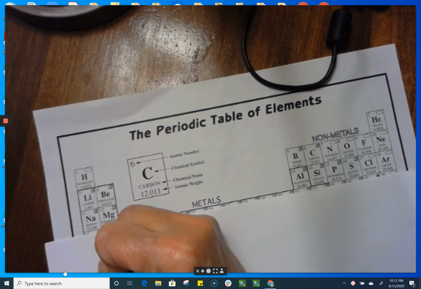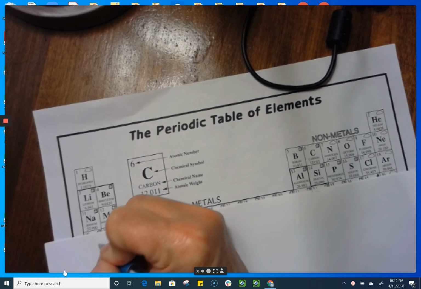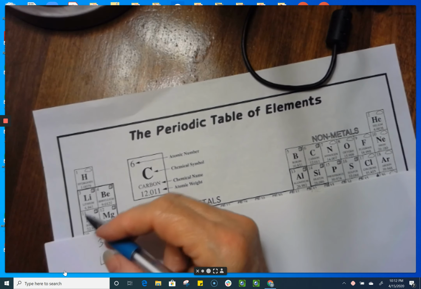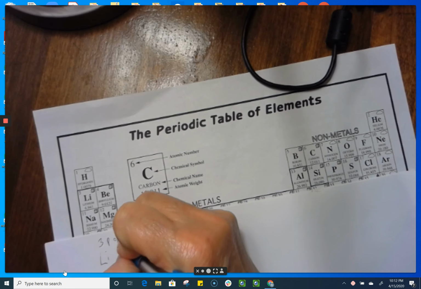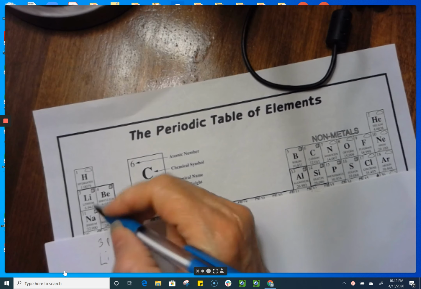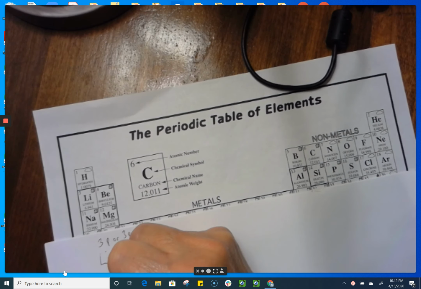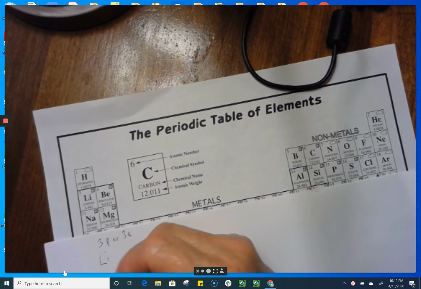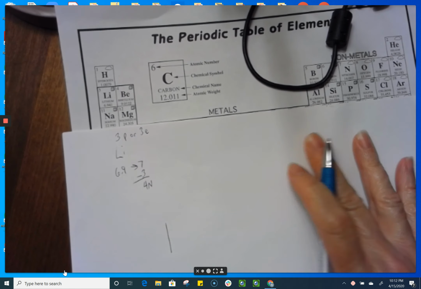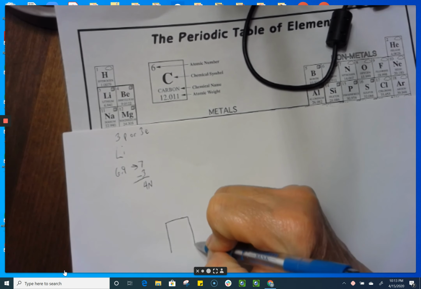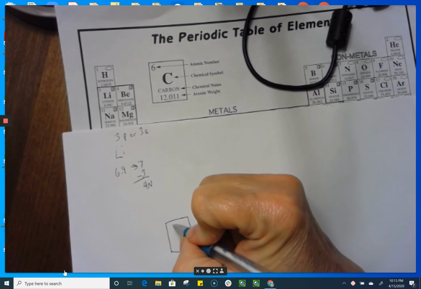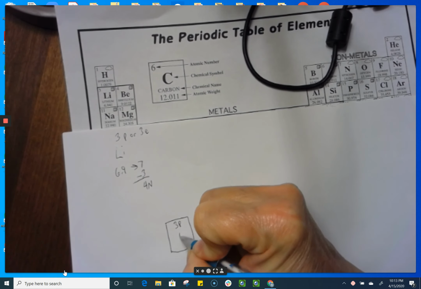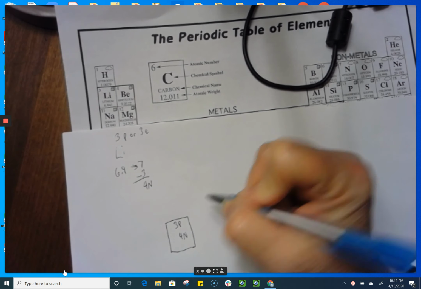So for lithium, it has a 3 up here. The atomic number is 3, which means it has 3 protons or 3 electrons. And the number down here is 6.9, which rounds to 7. And remember that when we subtract the atomic number from the atomic weight, that gives us the number of neutrons. And that allows us to go ahead and draw that particular atom. So lithium's going to have 3 protons, 4 neutrons, and 3 electrons.